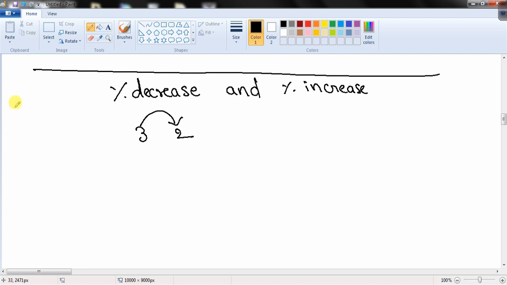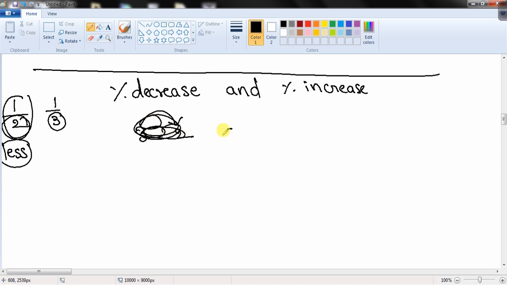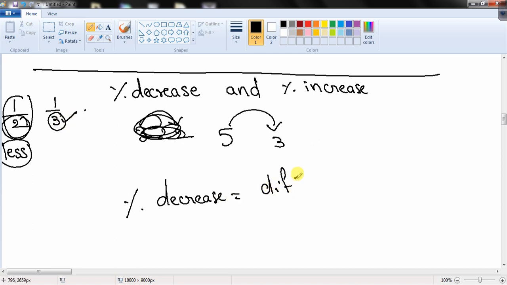Please do remember, suppose I have 1/2 and 1/3, which is greater? Definitely 1/2 is greater. So if you want the percentage to be more, the denominator should be less. If we want the percentage decrease to be less, the denominator should be more. Take a different example: I want to decrease 5 to 3. What is the percentage decrease? Percentage decrease is given by difference upon the larger number into 100.